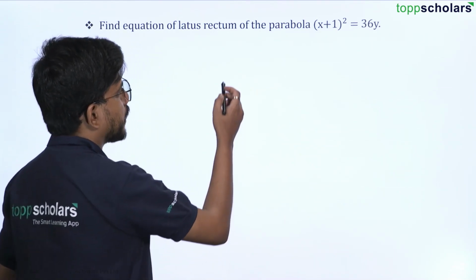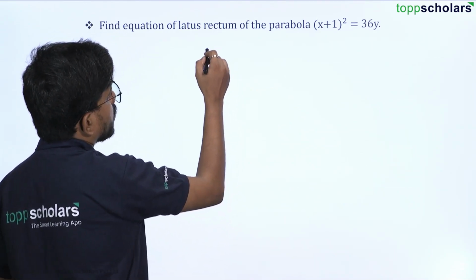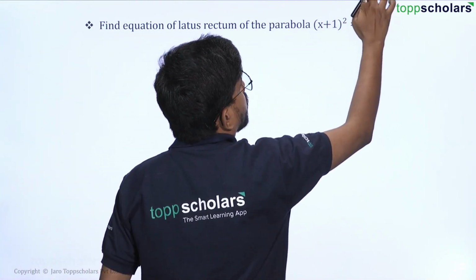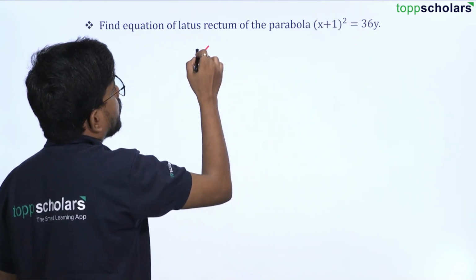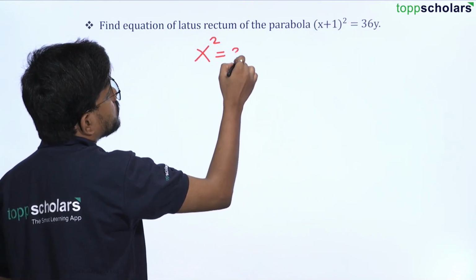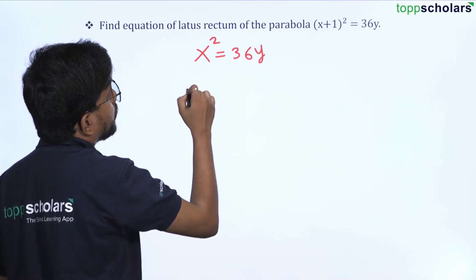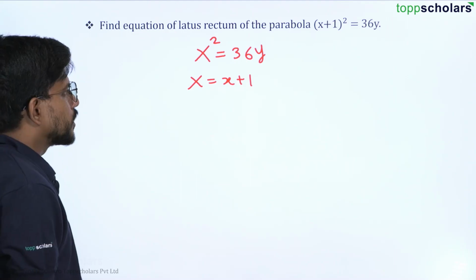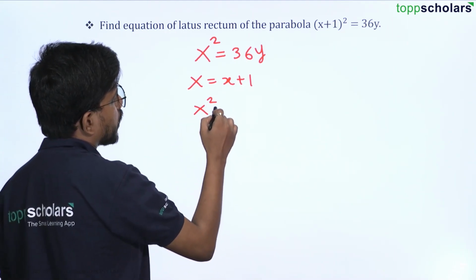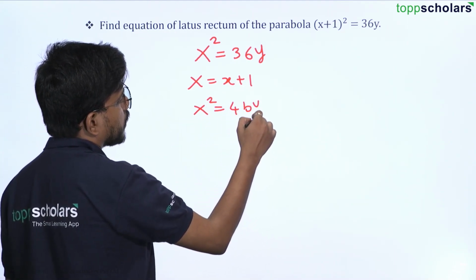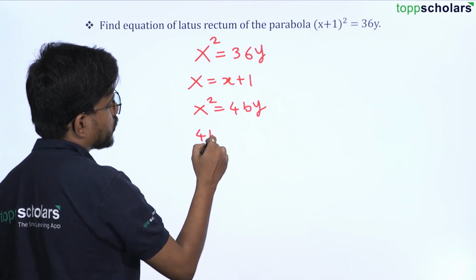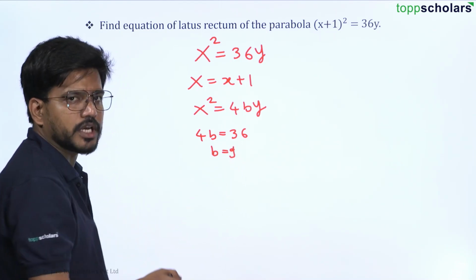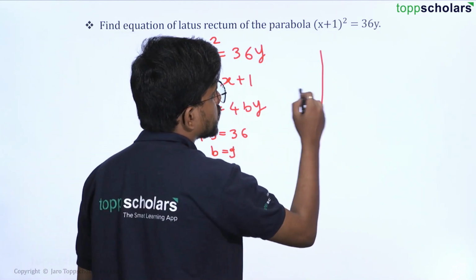It is a very standard parabola. Let me say that capital X square is equal to 4by, where capital X is x plus 1. Okay, I am saying capital X is x plus 1 and there is no change in the value of y. Now for such a parabola where x square is equal to 4by, I can say that 4b equals 36. So my value of b is 9 and such a parabola is opening upwards in the first and the second quadrant.